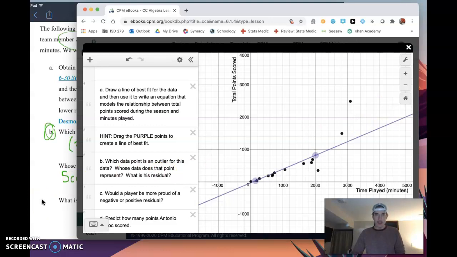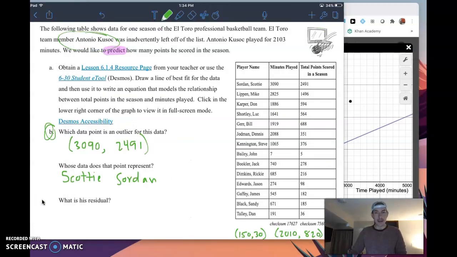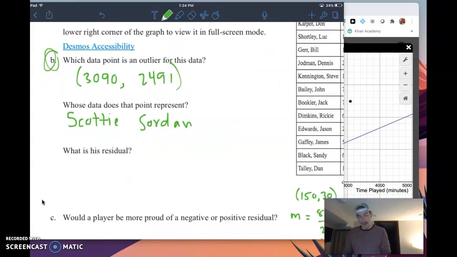Next thing we're going to go ahead and do is we're going to use our prediction equation and we're going to calculate the residual of this player. So I made a mistake in a prior video, and I had the residual formula incorrect.